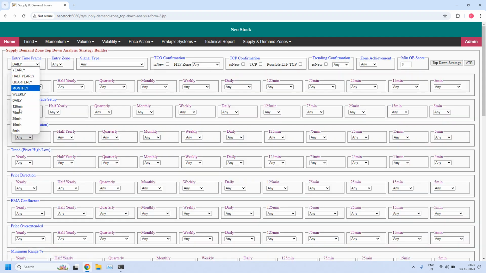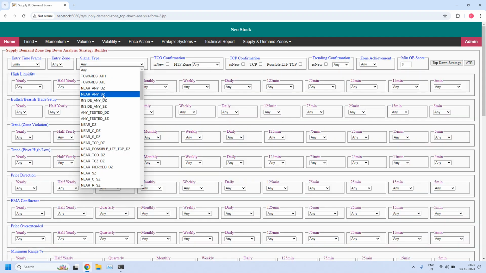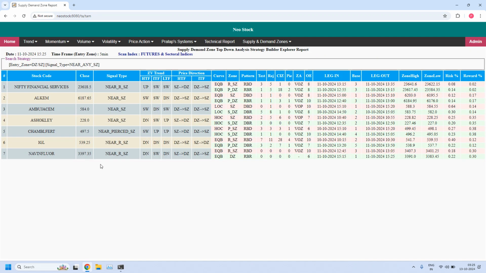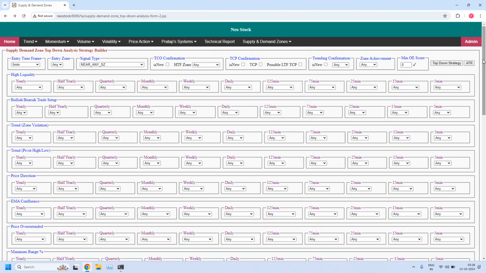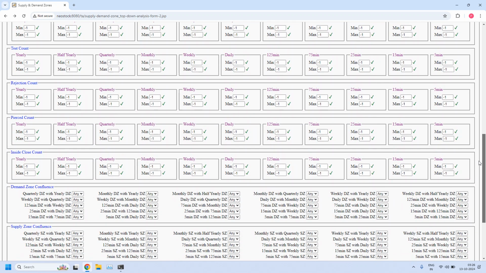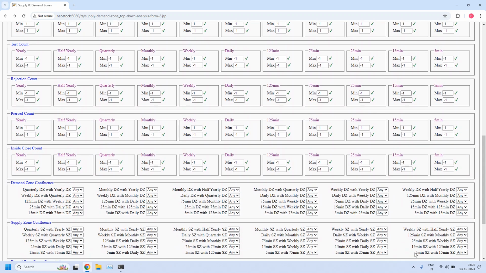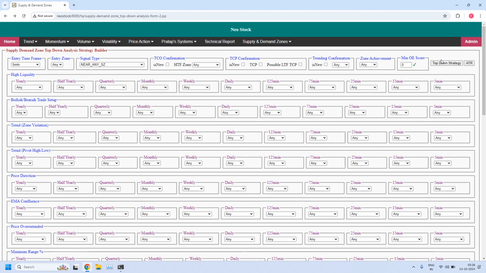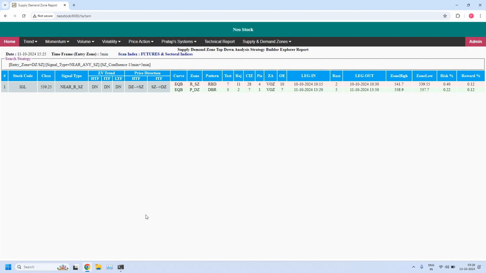Okay, next for 5 minutes time frame, let us find the stocks near 5 minutes supply zone. 7 stocks are filtered. Now let's verify how many of these stocks are having ITF supply zone confluence. That is 5 minutes supply zone confluence with 15 minutes supply zone. Here the filter is enabled. Let's verify. Only one stock is filtered, and this is also invalid because it is a pierced zone.